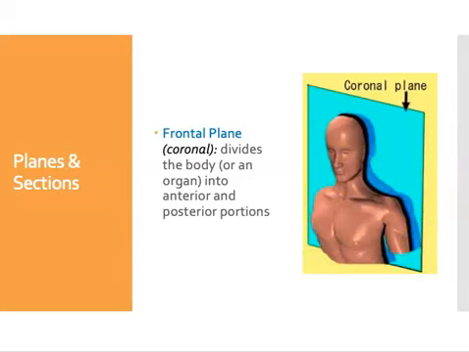I do want to note here that anytime you use any of these descriptive planes, you don't have to be discussing the entirety of the human body. You can also divide any structure within the body using these planes. An organ, for example, can be described having a frontal plane through it and creating both an anterior portion and a posterior portion.